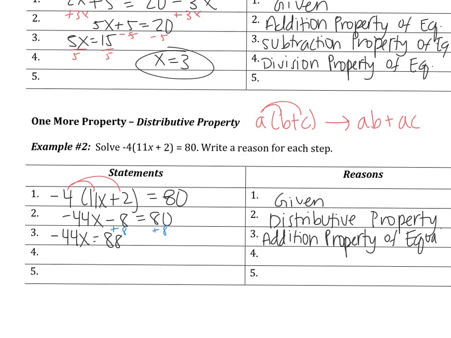So again, this reason is really what happened between steps 2 and 3. So to get from 2 to 3, I had to add. Now we would divide by negative 44. When I do that, I get x equals negative 2. So to get from statement 3 to statement 4, I had to divide. So this is going to be the division property of equality.